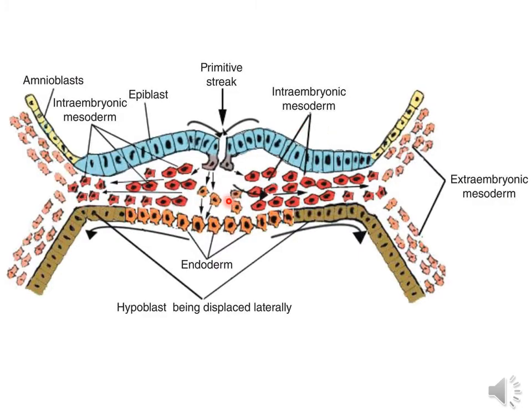Another figure shows this mechanism. Here you can see the primitive streak through which the cells of the epiblast migrate. They will migrate in the lateral direction on both sides, displacing some of the hypoblast cells, forming the endoderm. Other cells remain in this area and will give the mesoderm. This part of the mesoderm is known as the intra-embryonic mesoderm. It will be in contact with the other part of the mesoderm, which is named the extra-embryonic mesoderm.